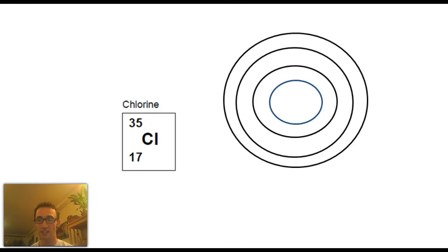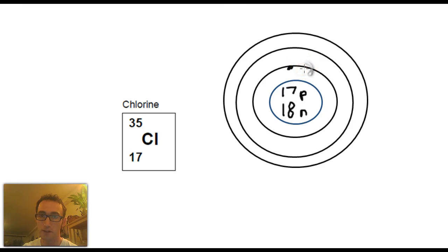Okay, so we have chlorine. So chlorine will have 17 protons. And how many neutrons would it have? For neutrons, you take the atomic mass and you subtract the number of protons. So in this case, 35 minus 17 would be 18 neutrons. Okay, and now how many electrons would it have? Remember, it's the same as the number of protons, so it would have 17 electrons.